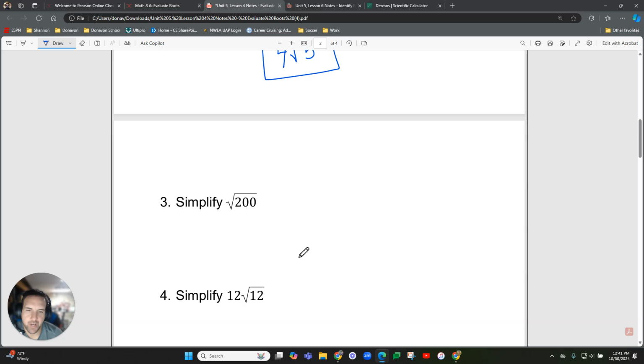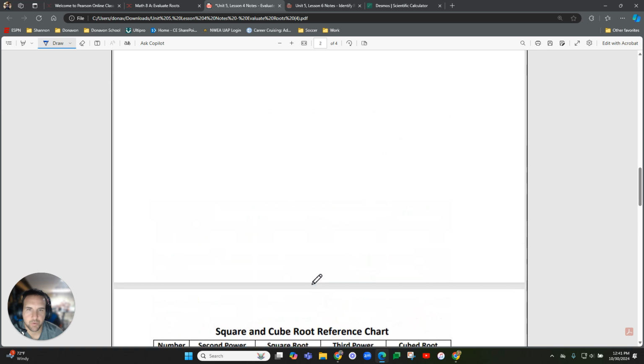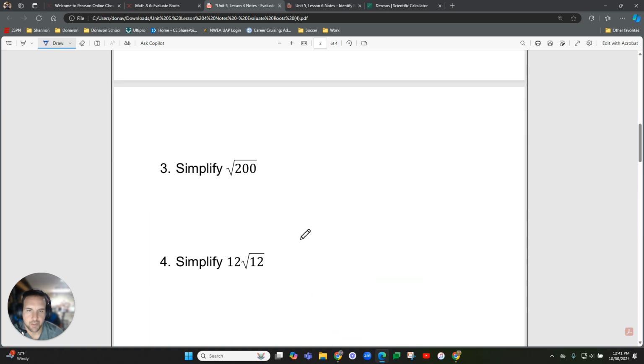When we are simplifying, we have to use our perfect roots. So I actually have a chart down here that shows the perfect roots. Again, we're just trying to find the largest perfect root that we can pull out of that particular number. That's the largest factor that is a perfect square. So in this case, that would be the square root of 100. It is a factor of 200, so we could break this apart into the square root of 100 multiplied by the square root of 2, and then the square root of 100 is 10, so that's 10 square roots of 2.